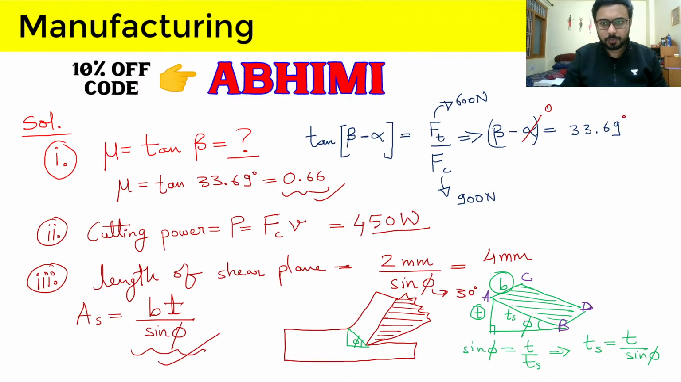And I also told you to remember tan(beta minus alpha), like in our previous class. I just recommend you to remember the formula to calculate beta, which is the friction angle, that we can use to calculate mu, the coefficient of friction. It is equal to tan beta.